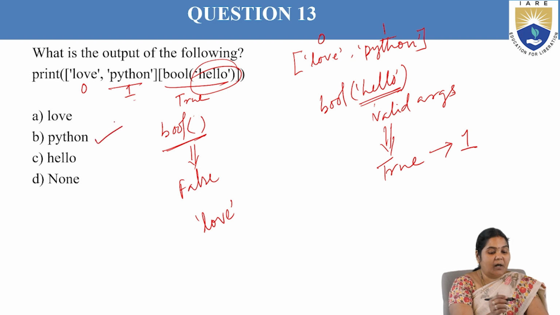So what is the output? The output is Python. If you give an empty string, or an empty list or set, or anything which is empty, then it evaluates to false. So then you will get the output as love. Let us move on to the next question.